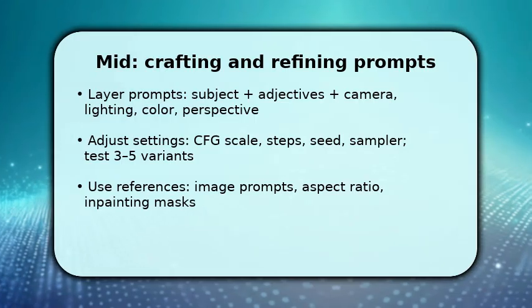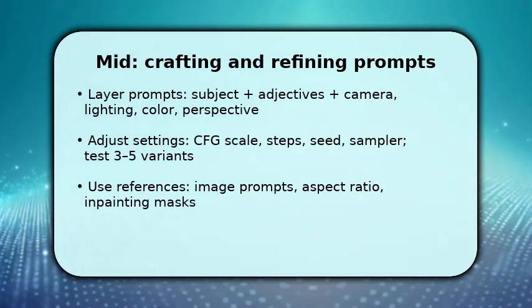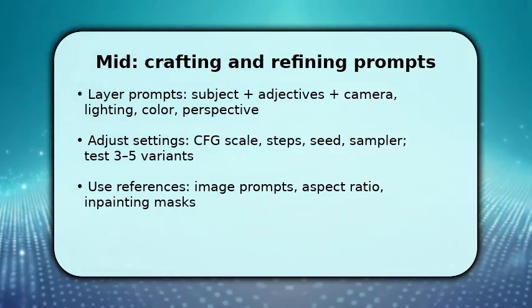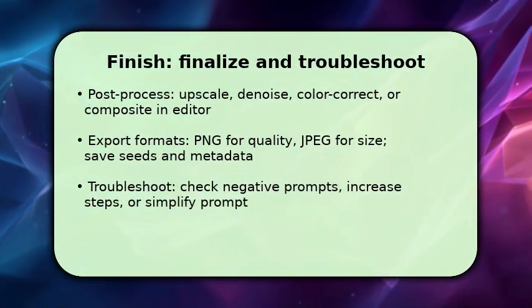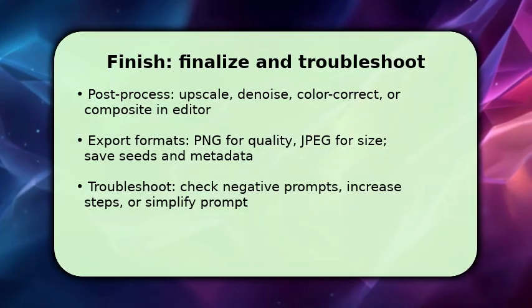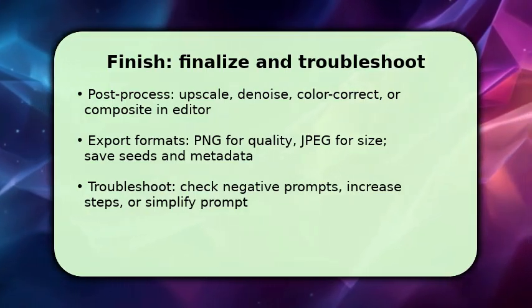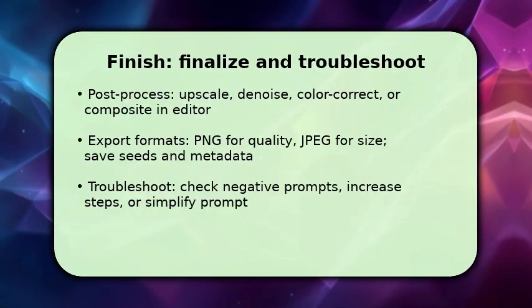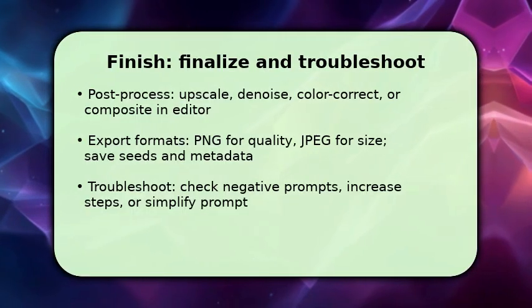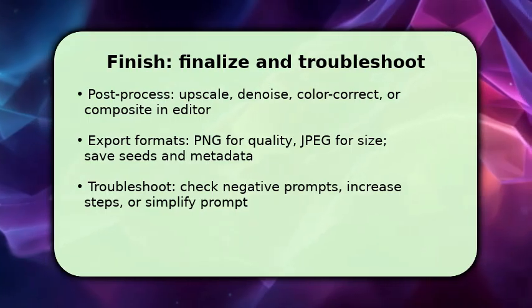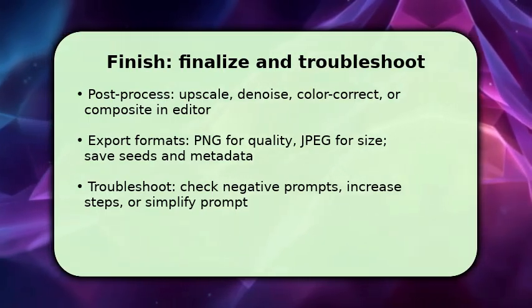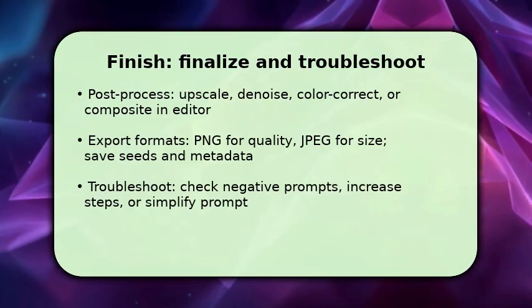Once you see consistent improvements, record the winning combination and iterate, because you finish by polishing outputs and handling common failures. Export the best images in PNG for lossless quality, then upscale or denoise as needed and apply final color correction. If results are muddy, increase steps or adjust CFG scale. If unwanted artifacts appear, add or refine negative prompts and simplify overly complex descriptions.